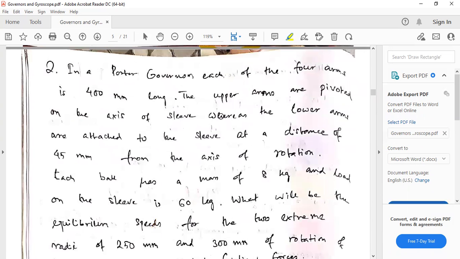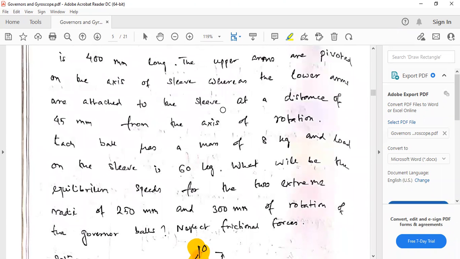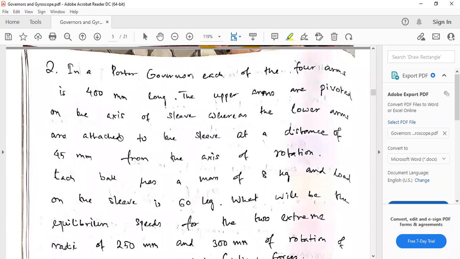So the upper arms are pivoted on the axis of the sleeve. This is the axis of the sleeve, so this is pivoted here. Its length is 400, given. And the lower arms are attached to the sleeve at a distance of 45 mm.